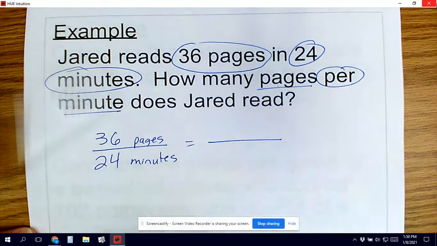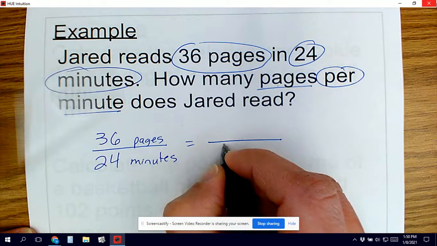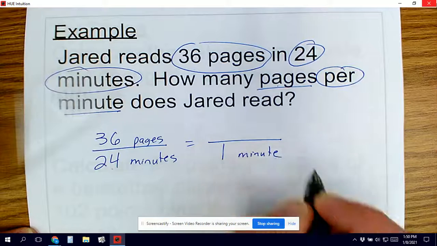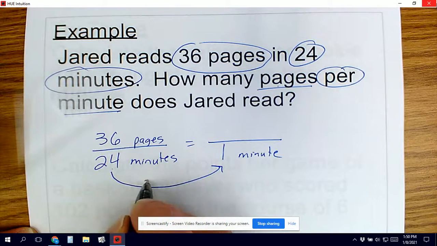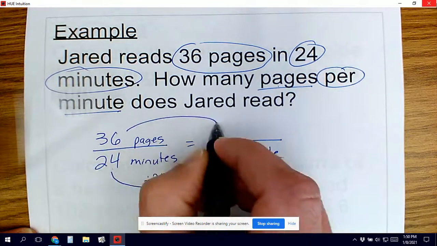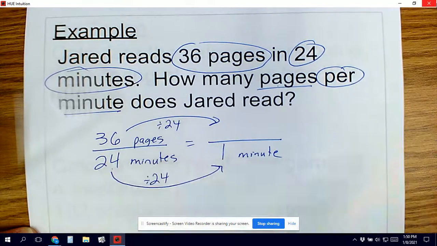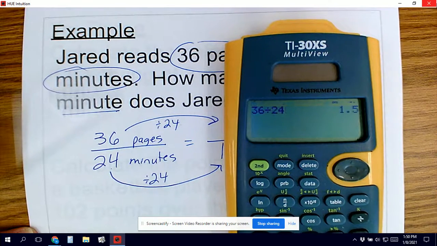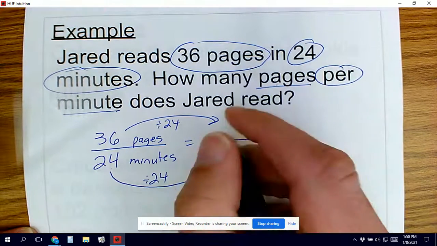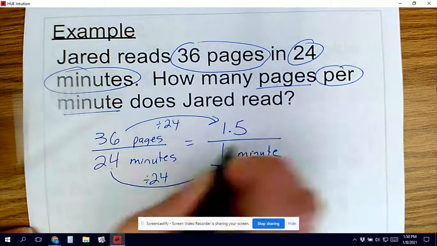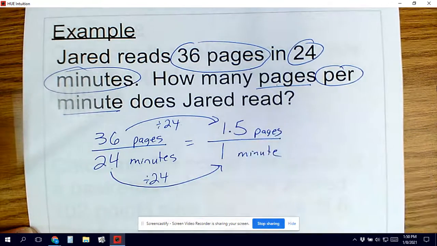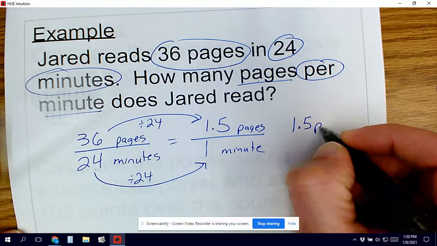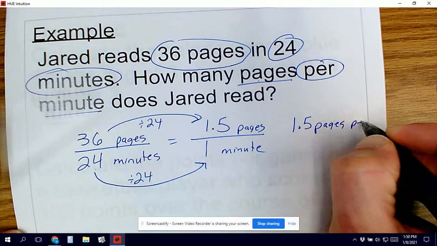Let's convert that to a unit rate. To make it a unit rate, I need to compare to 1. And in this case, on the bottom, it's going to be 1 minute. How do I go from 24 to 1? We divide by 24. We're going to do the same thing to the top. 36 pages divided by 24. Grab that calculator if you need it. 36 divided by 24 gives us 1.5. Don't forget to label pages. So our unit rate, Jared is reading at a rate of 1.5 pages per minute.